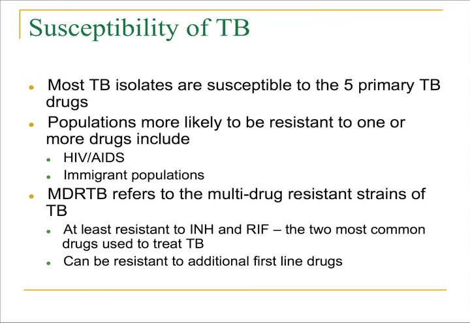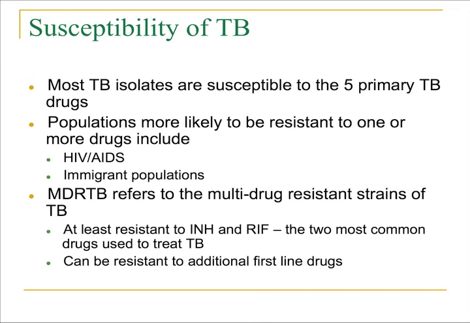On the next slide, you'll see that most TB isolates are susceptible to the 5 primary TB drugs. But the populations that are more likely to be resistant to one or more drugs include the HIV/AIDS population and certain immigrant populations that are found in the United States. And of course, the definition for multi-drug resistant TB refers to the strain being at least resistant to INH and rifampin, which are the 2 most common drugs used for the treatment of TB. They can also be resistant to additional first-line drugs.